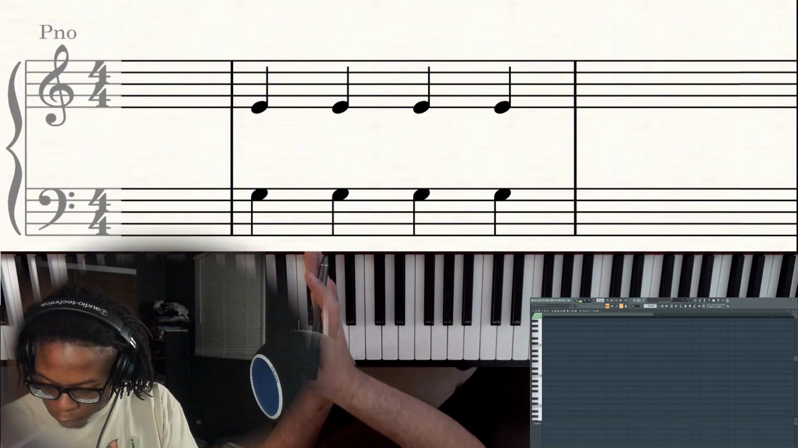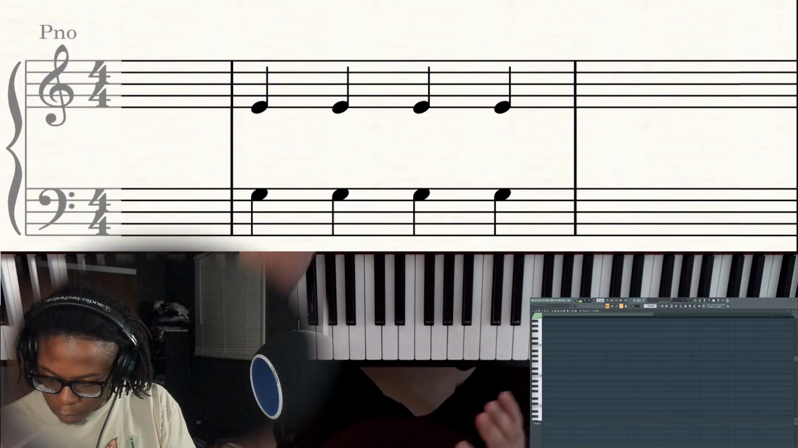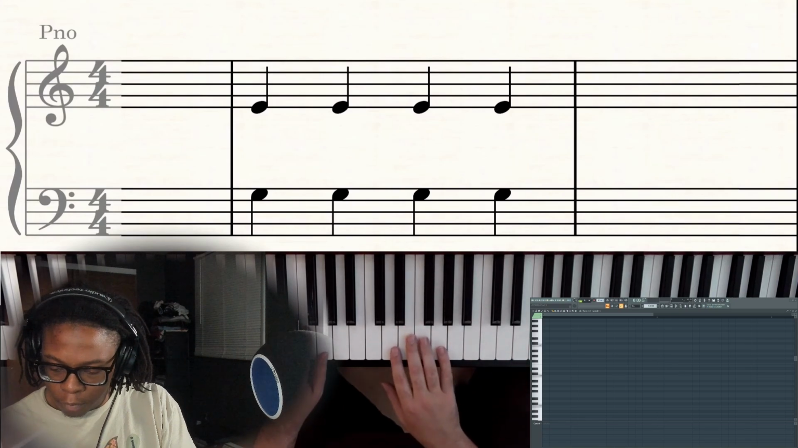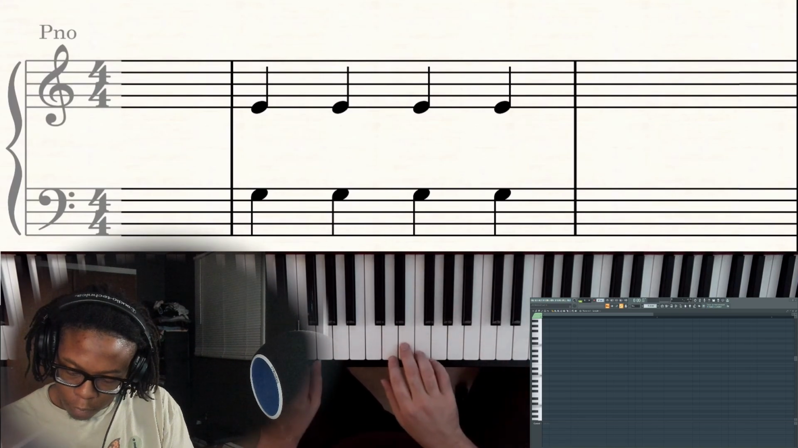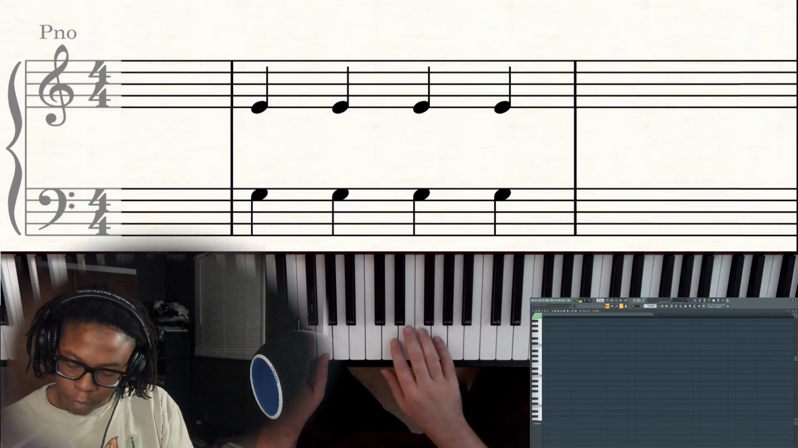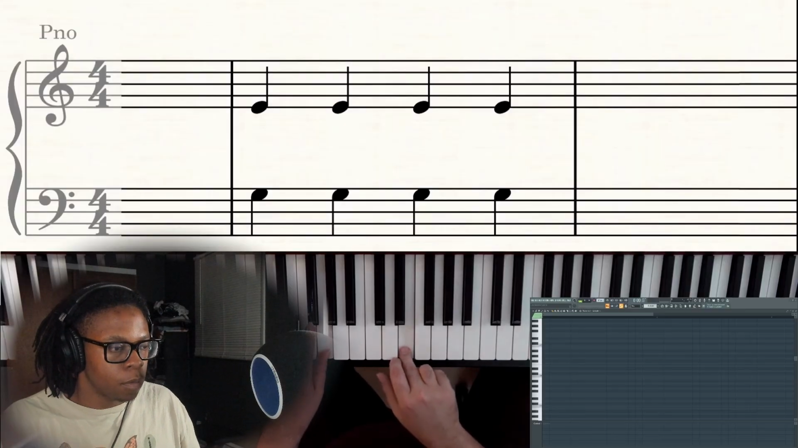So if it fits vertically, they hit together, unless the editor made a mistake. But this is true like 99.9% of the time. So if I'm playing this measure, I'm not doing 1, 2, 3, 4, 1, 2, 3, 4, but rather it's 1, 2, 3, 4 at the same time.